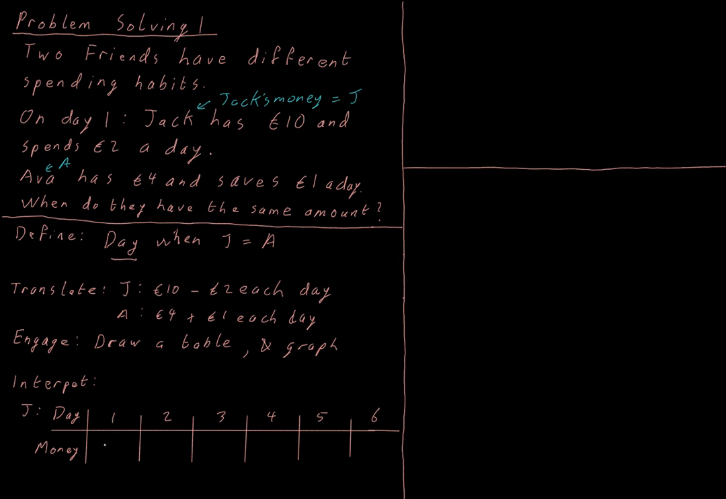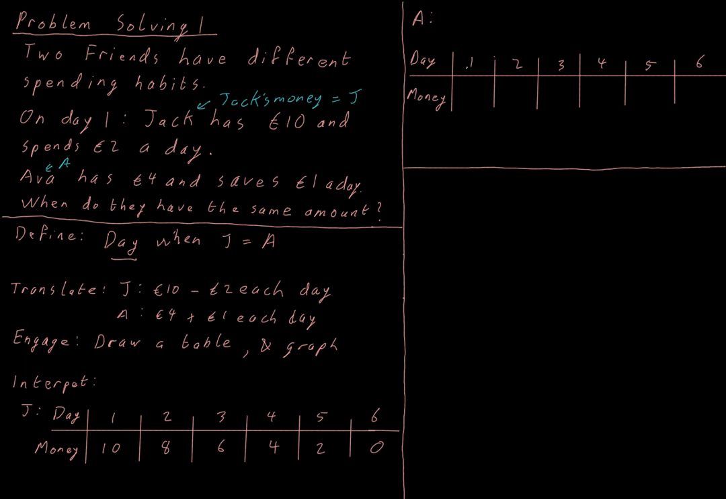So on day 1, we know that we have €10, and we know that each day Jack is going to spend €2. So the next day we're going to have €10 minus €2, which is €8, and then €6, and then €4, and then €2. And then Jack has a problem because he doesn't have any money anymore. So we have to stop at that point. We're not going to say that Jack goes into debt. He just stops at that point. Now we need to do the same thing for Ava.